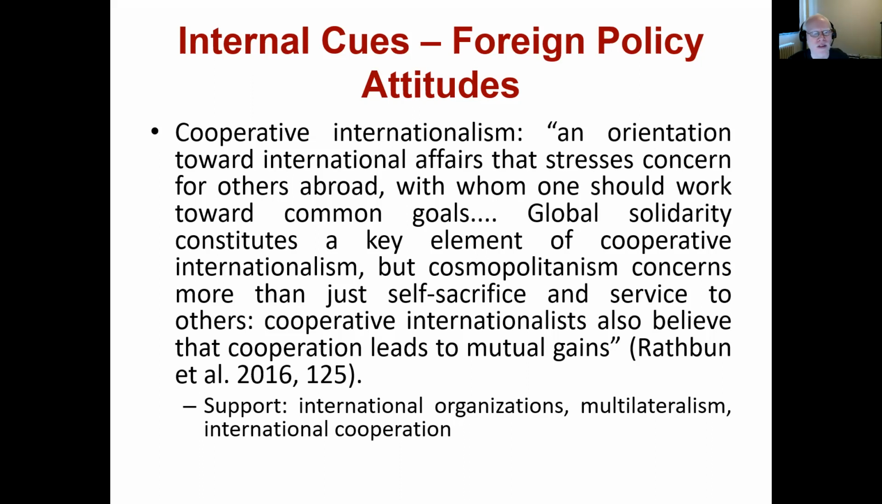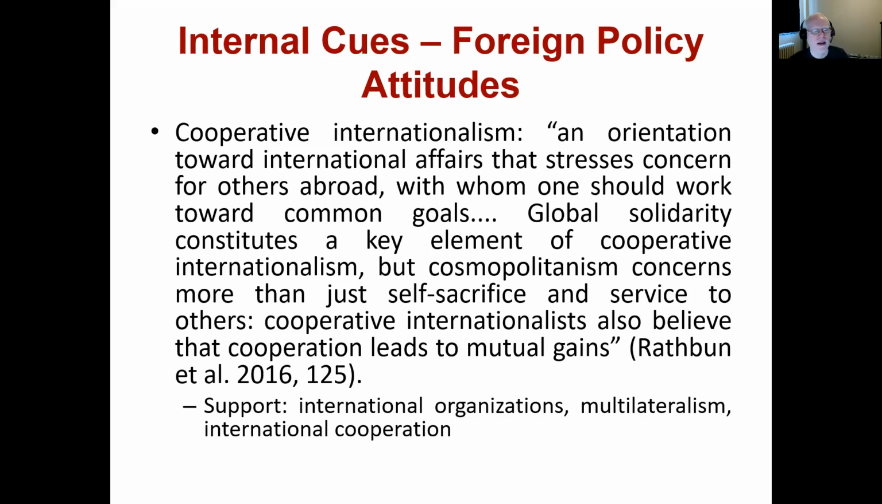So if you hold this type of attitude, that we should be concerned about others, we should be working towards common goals, and that working towards common goals will make everybody better off, then you're likely to support things like international organizations, which bring together people and can help create cooperation, multilateralism. So in any foreign policy goal, you should be working with others rather than working alone, and international cooperation in general.